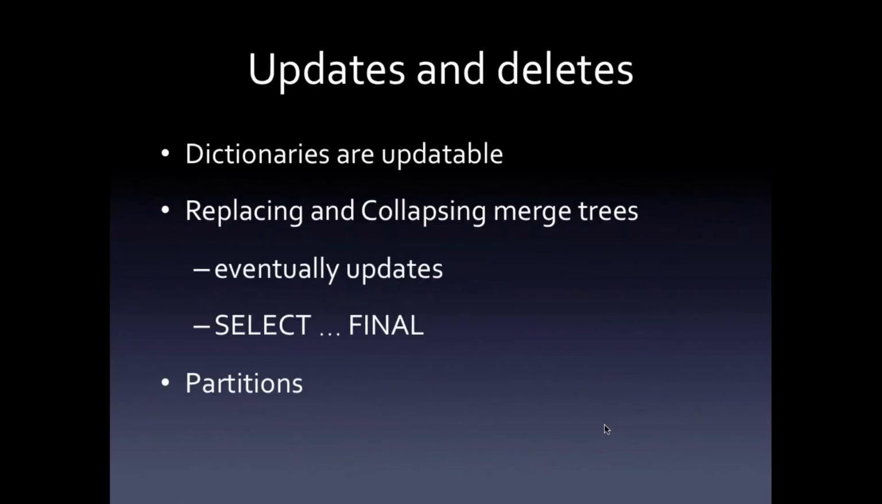A few words about updates and deletes. As you know, ClickHouse doesn't support updates and deletes, but dictionaries are updatable. There are also two special purpose engines, which are ReplacingMergeTree and CollapsingMergeTree, and they can eventually update data. So it's possible to insert two different records in the ReplacingMergeTree table with the same primary key, and the later one replaces the previous one.